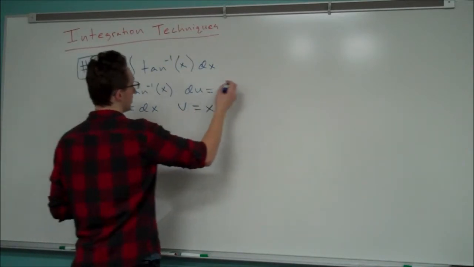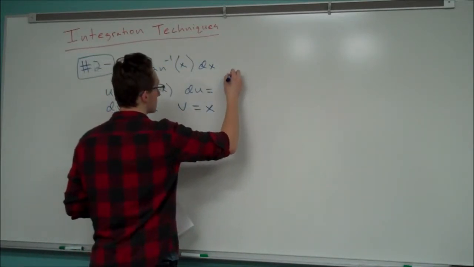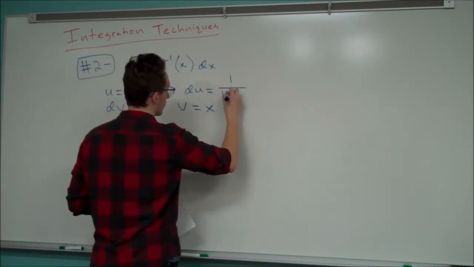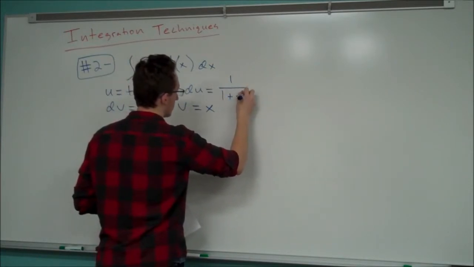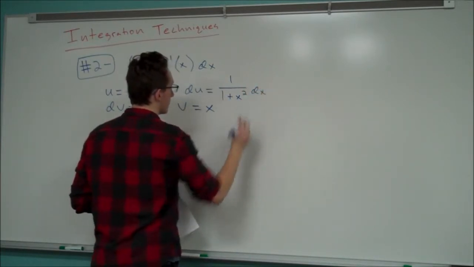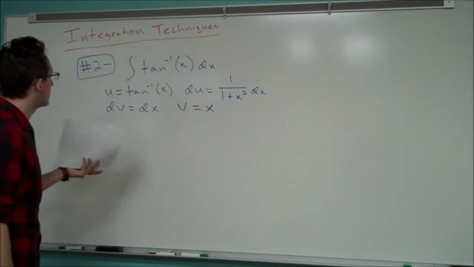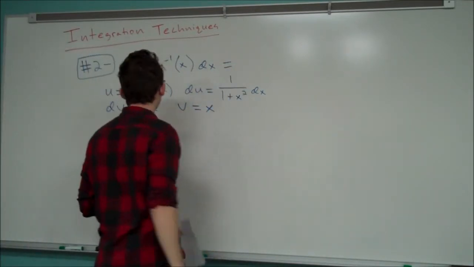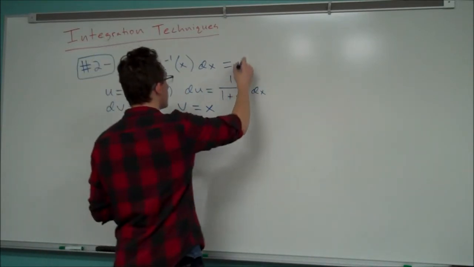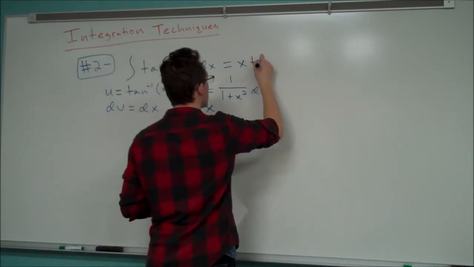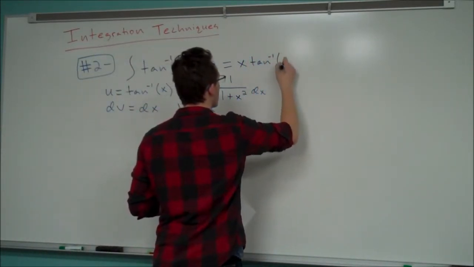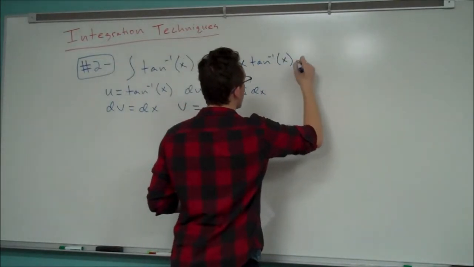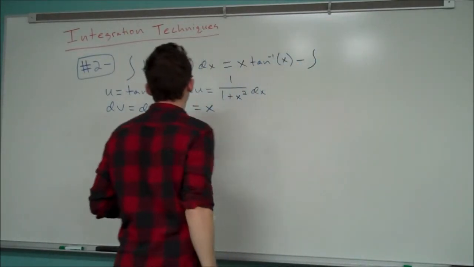So we'll recall the derivative of tan inverse is 1 over 1 plus x squared dx. And now we have all the pieces that we need to go ahead and proceed with our integral. So we get uv, x times tan inverse of x, minus the integral of v du.